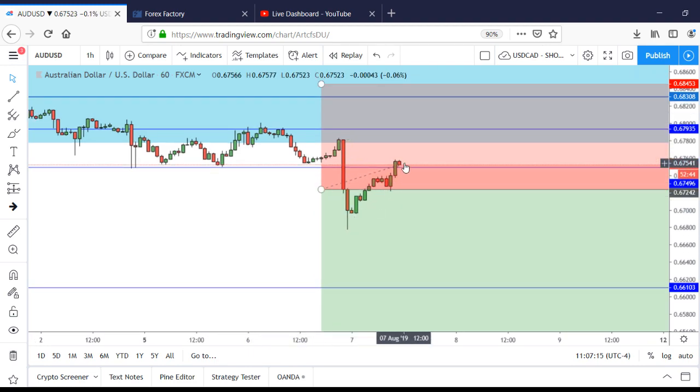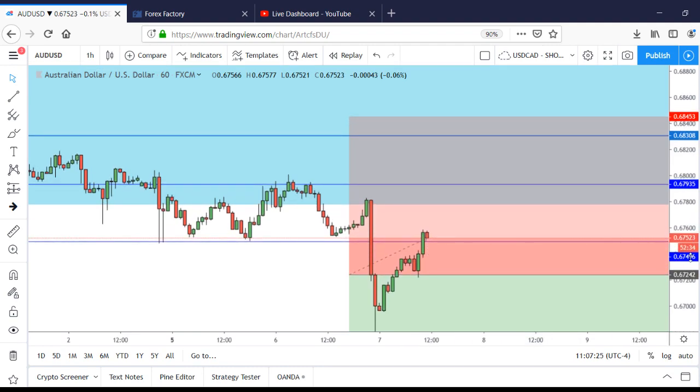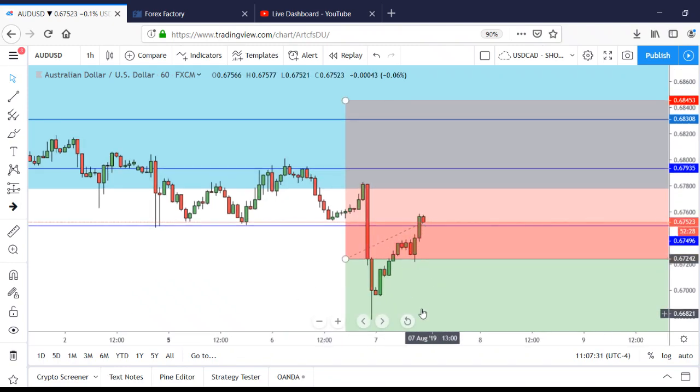So we did a nice retrace. Price moves in waves, so we had a nice pullback. All we're looking for is a nice close below 0.67500. A nice close below there could indicate a nice continuation down.